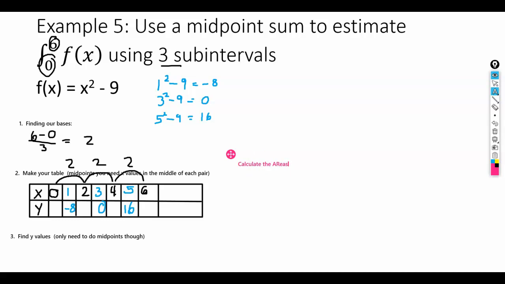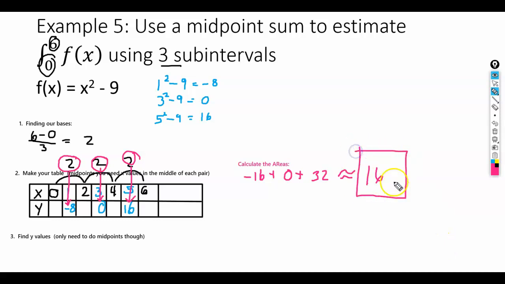So let's do that. We have our base is 2 and our height is -8. So my first area is going to be -16. Base is 2, height is 0, so we have a flat rectangle, no area. And then base is 2, height is 16, so 2 times 16 is 32. And then we would add all that up to get our area approximation, which is 16. So this integral up here would be approximately 16.